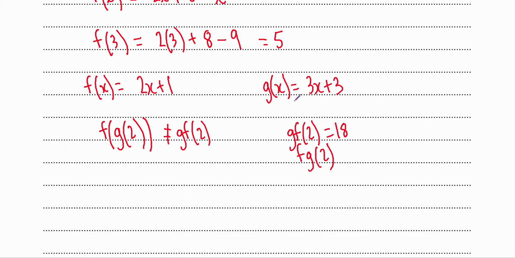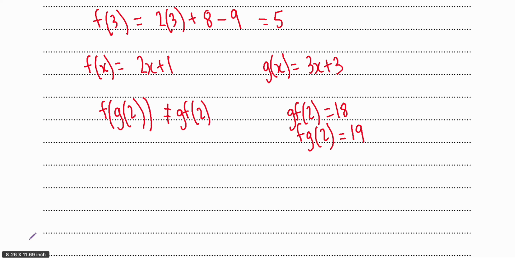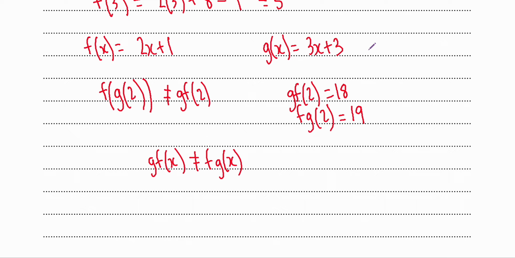But fg of 2 means you're putting 2 into g first, so that's 3 times 2, 6, plus 3, which is 9. And then you put 9 into the input for f, and you get 2 times 9, 18, plus 1, which is 19. So you can see f of g and g of f are not the same thing. In general, gf of x is not equal to fg of x. Of course that makes sense because you're literally doing two different things. You're getting a different output here, and using that as the input for a different function.